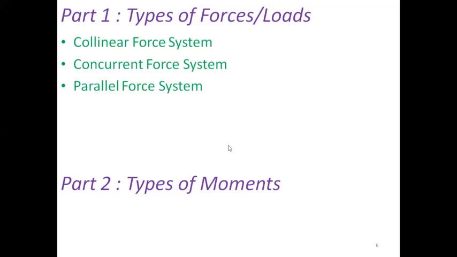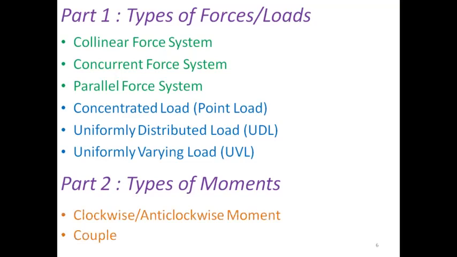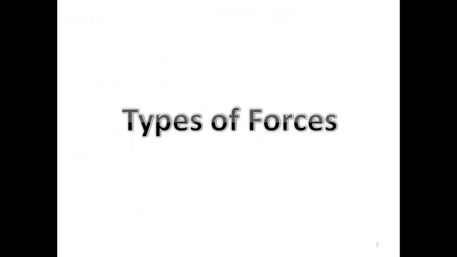So collinear force system, concurrent force system, and parallel force system. Beyond that, what do we have? We have types of loads, meaning types of forces. What types of forces do we need to study? Concentrated load, which is also called point load, then UDL, that is uniformly distributed load, and UVL, that is uniformly varying load. And when it comes to moments, we have only two types, that is clockwise and anti-clockwise moment, and a couple, right? So let's proceed towards types of forces.